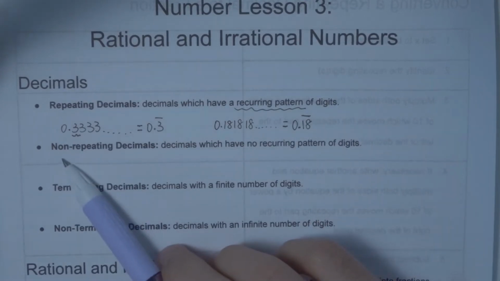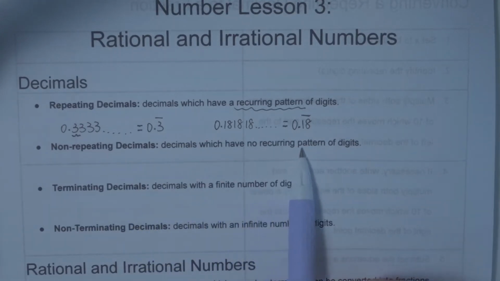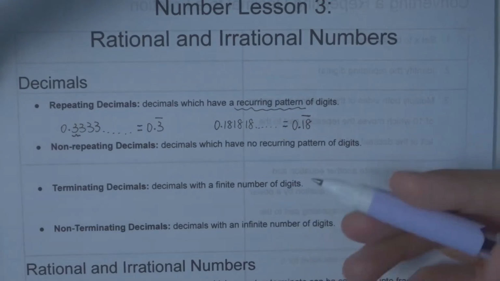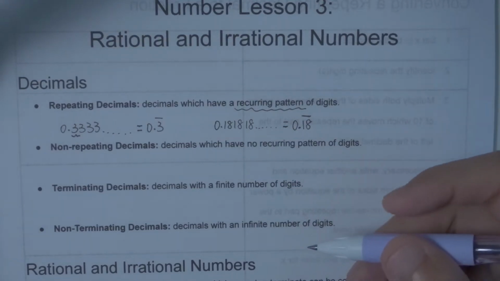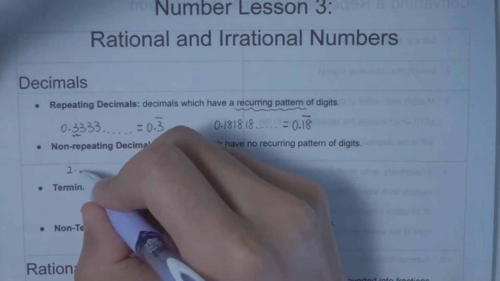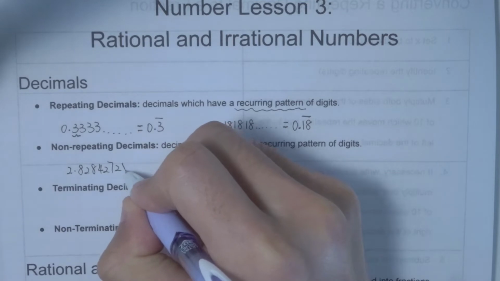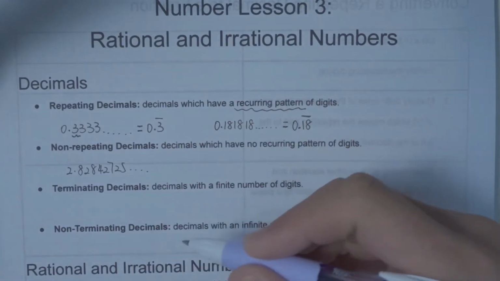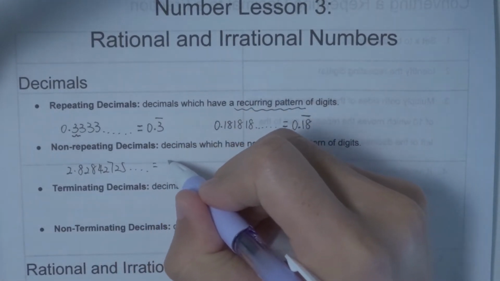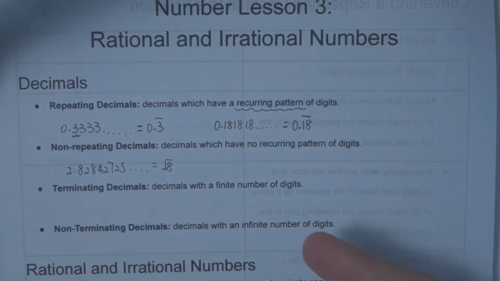The second one, non-repeating decimals: decimals which have no recurring pattern of digits. And for this one, with no recurring pattern, I can give you one like 2.828427225, and this is equal to square root 8. So this is a non-repeating decimal.